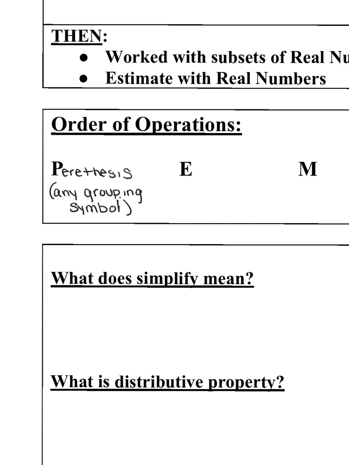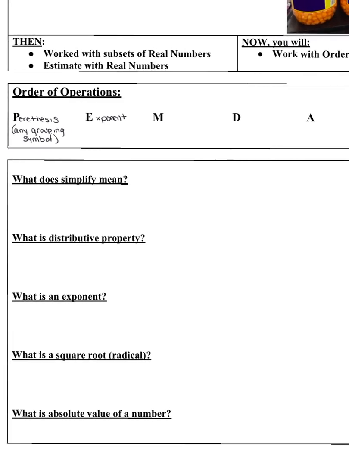So a grouping symbol is technically or most often seen as parentheses. Man, this is really glitchy. But we could also see brackets. In some degree, a fraction bar is a grouping symbol. E is exponent. We know M and D is multiply and divide.